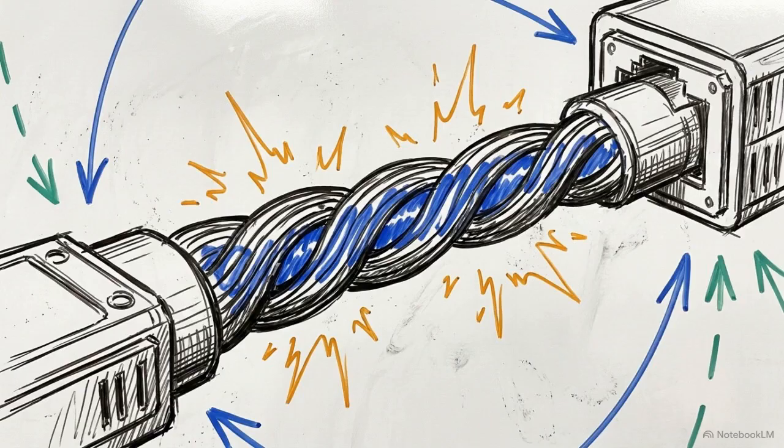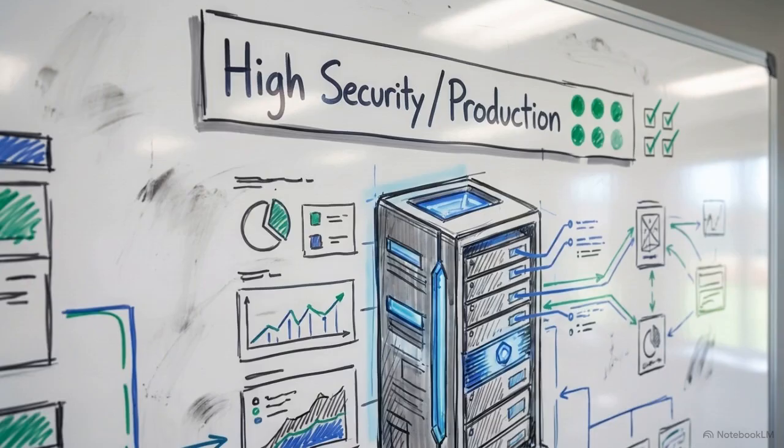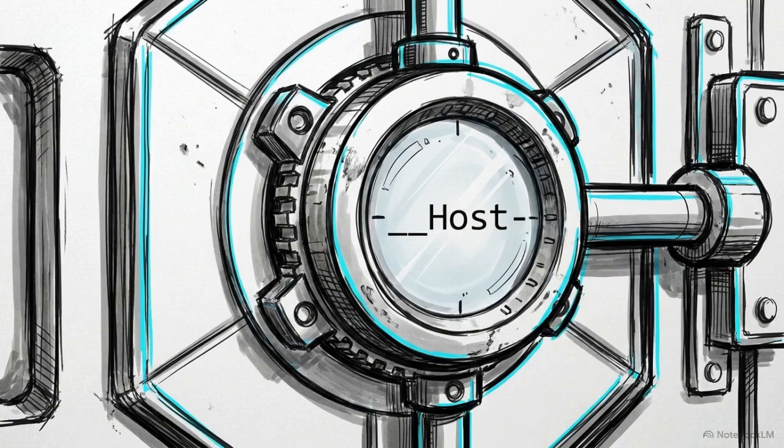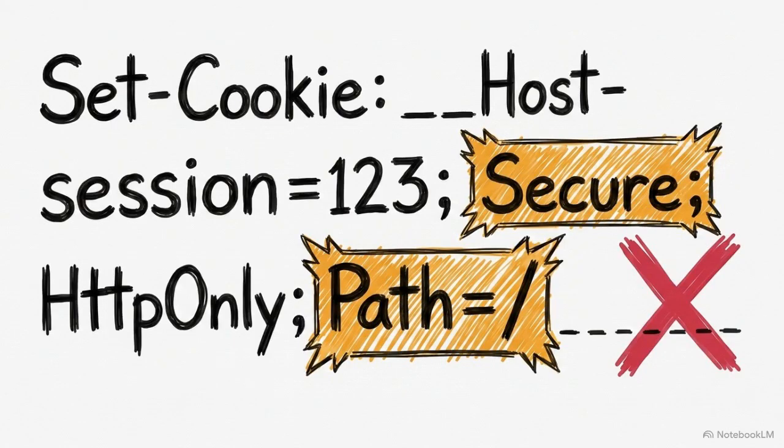We also add the secure attribute, which ensures the browser only transmits the cookie over encrypted HTTPS connections, preventing interception on the local network. For high-security environments, we can use cookie prefixes, specifically __Host-, to enforce the strictest possible origin boundaries. A browser only accepts a __Host- prefixed cookie if it meets rigid criteria. It must be secure, have a path of / and omit the domain.